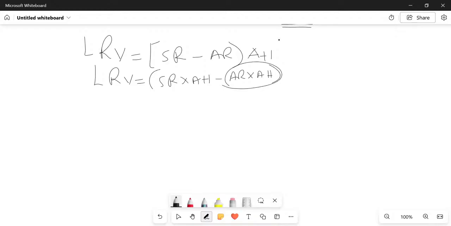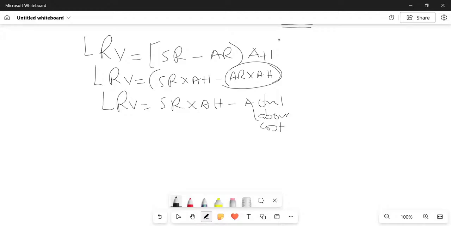And of course, we can baptize this very well. AR times AH will be known as actual labor cost. So you're saying here that labor rate variance equals SR times AH minus actual labor cost. Now I will be able to get this AH very easily. I'm so lucky. So what is the labor rate variance given?